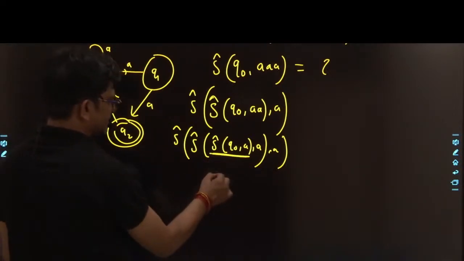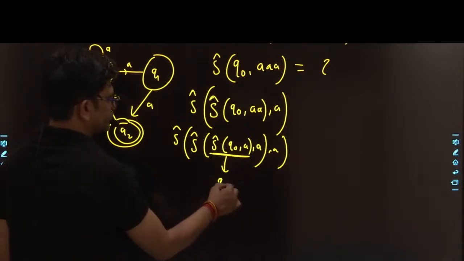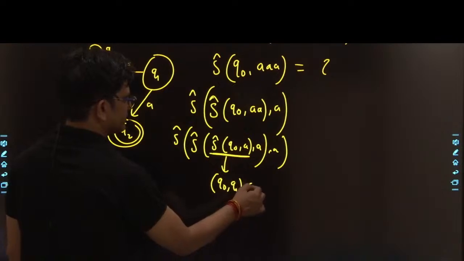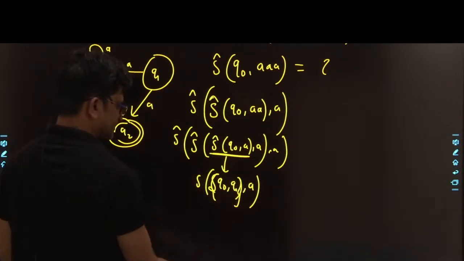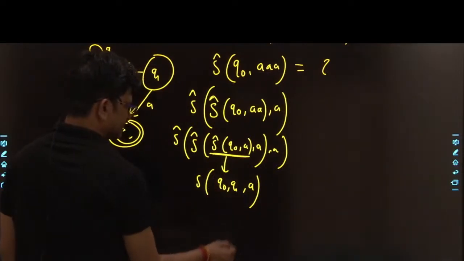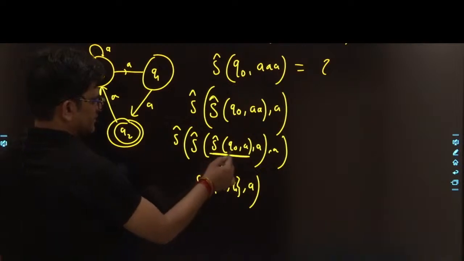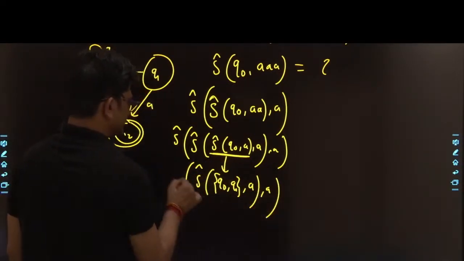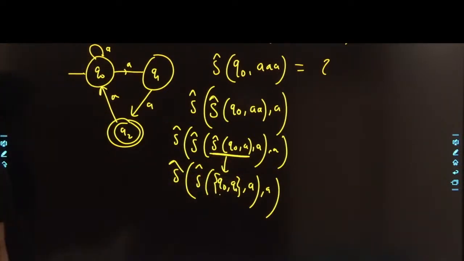So what will it return? It will return Q0, Q1. This is the set notation. This is a set of states. So first you find Q0 on A, then Q1 on A. So again this is a set. Again this is a set.